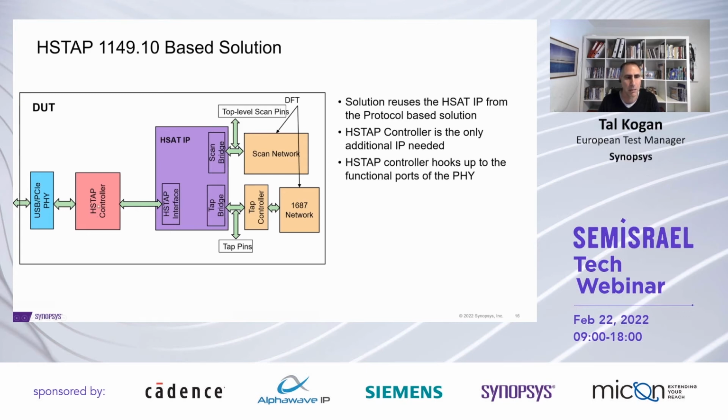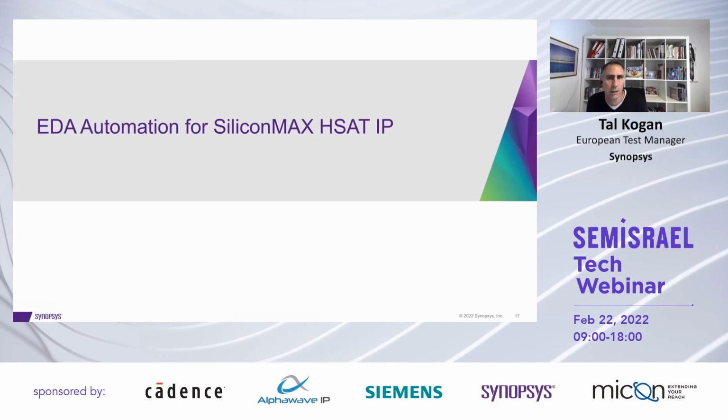the high-speed TAP controller, which is able to communicate on one side with the functional PHY, and on the other side, it is actually talking to the regular IP that I showed you earlier. So here, that's the only additional part, when you compare it to the previous and maybe more classic solution of HSIO.